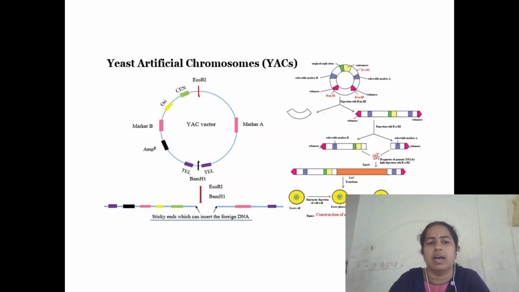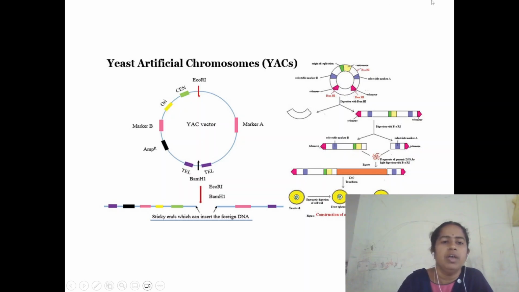So in any vector we have studied up to this, whatever the vector, we first need an origin, then selectable markers. Apart from that, the gene of interest is placed, and in the case of linear chromosomes, we need the centromere and telomere to avoid sticky ends, which favor cutting of the DNA, that is, a chromosome fragment. So here we have the EcoRI site, marker A, marker B, then ampicillin resistance sites, then two telomeres and an origin for the yeast artificial vector.